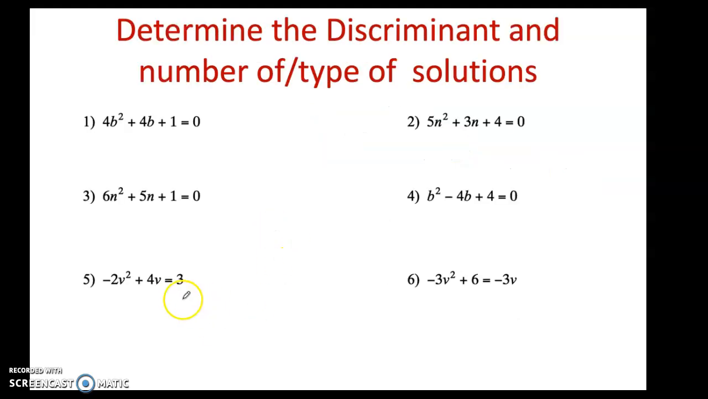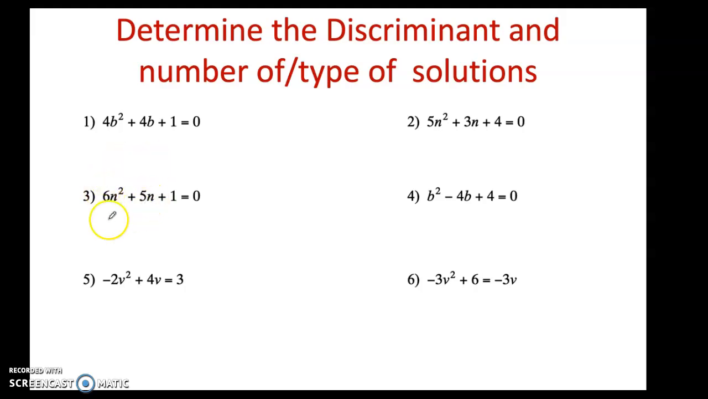So for this, you just want to determine the discriminant and the number or type of solutions. So this is all we're going to do today. And then tomorrow we'll actually simplify the quadratic formula using negatives. I just want you to understand the discriminant and what that gives us.